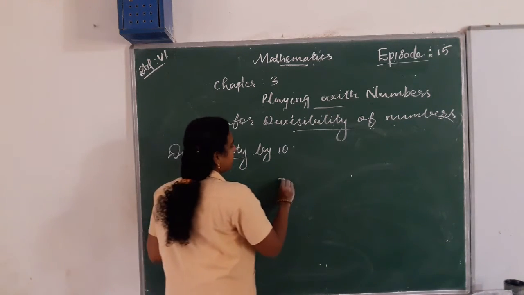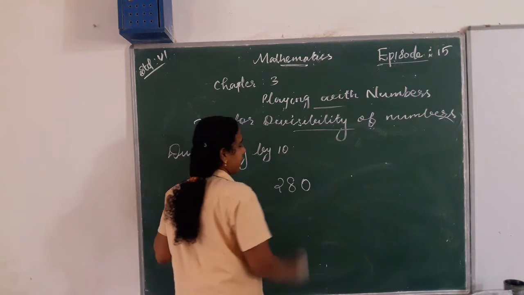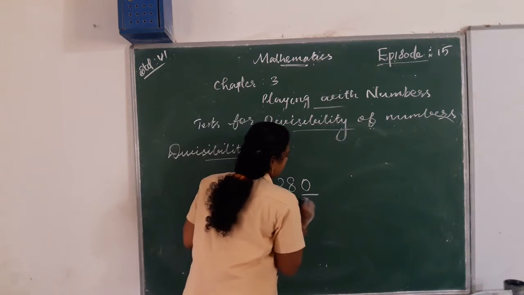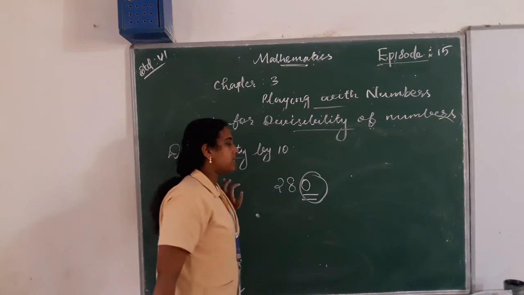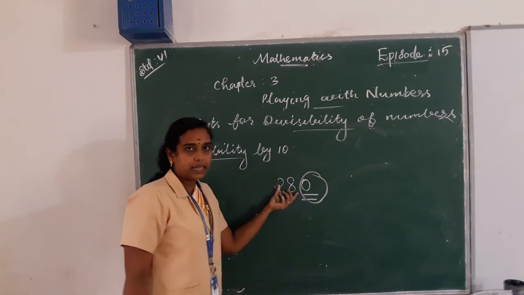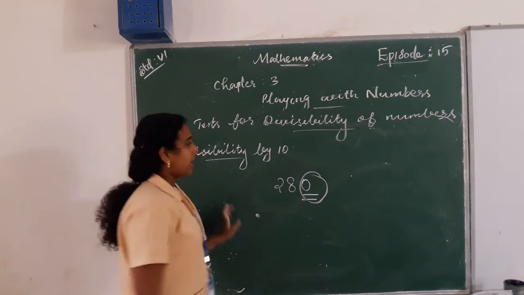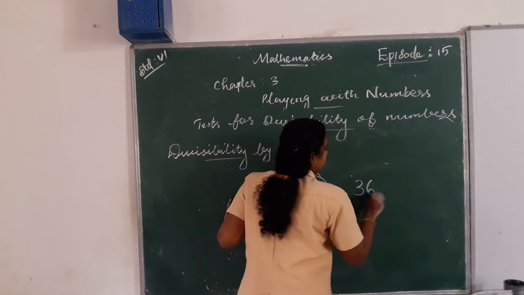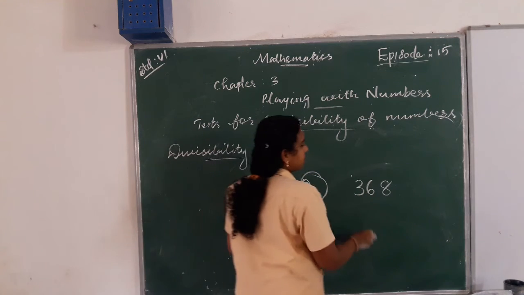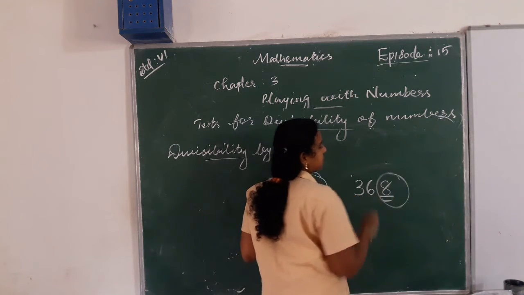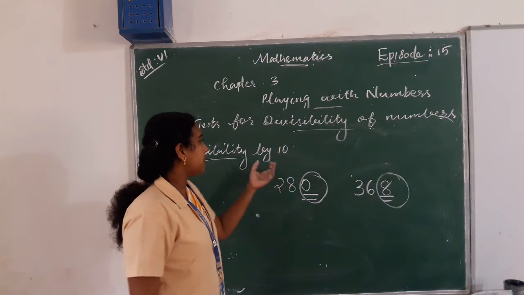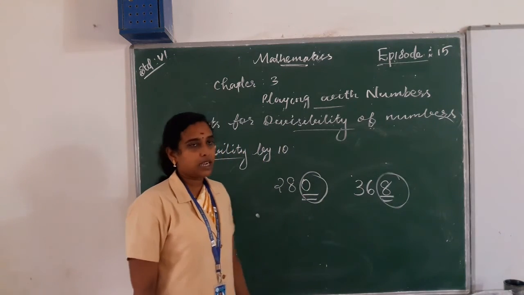For example, here a number is given, 280. In the unit place, there is 0. Then we can say that 280 is divisible by 10. And another number, 368. In 368, 8 is in the unit place, so 368 is not divisible by 10.